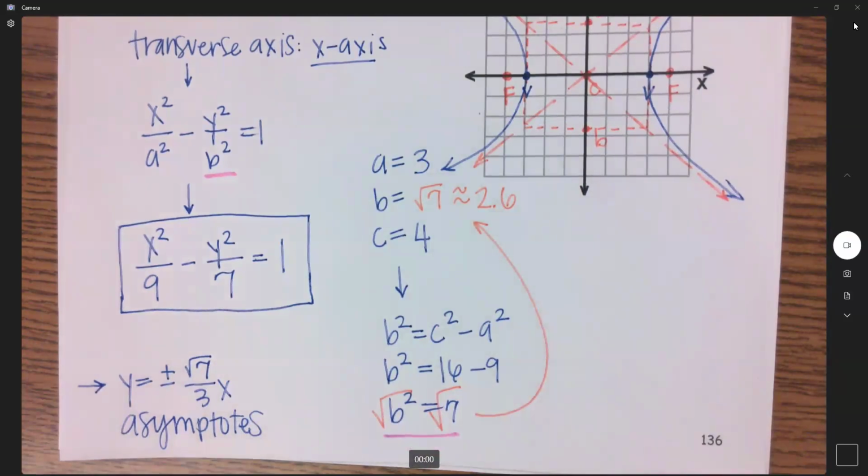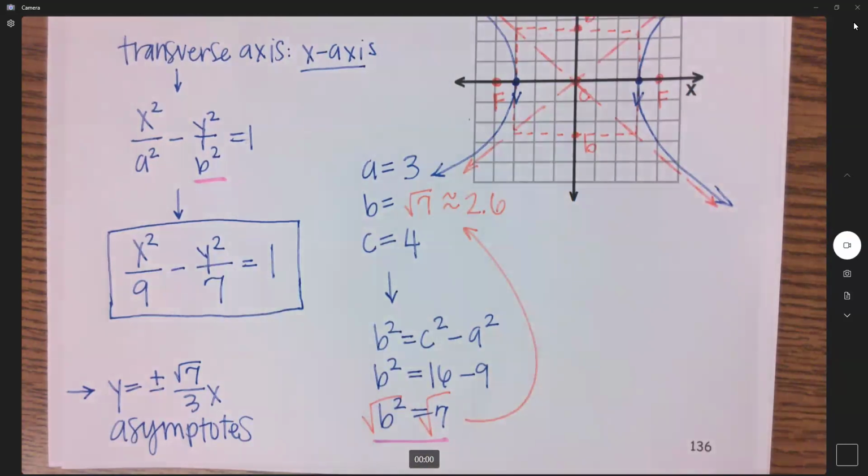Okay, let's do another example. This one we were given some information and had to find the equation.